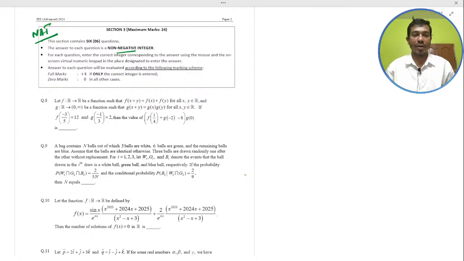Let f: R to R be a function such that f(x plus y) equals f(x) plus f(y) for all x, y belonging to R, and let g: R to (0, infinity) be a function such that g(x plus y) equals g(x) into g(y) for all x, y belonging to R. If f(minus 3/5) is 12 and g(minus 1/3) is 2, then the value of f(1/4) plus g(minus 2) minus g(0) is what?